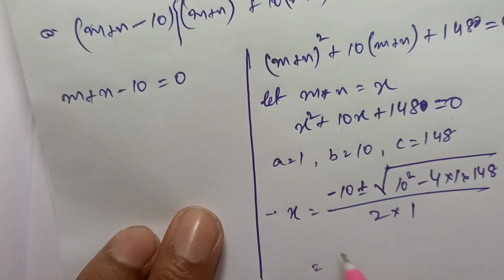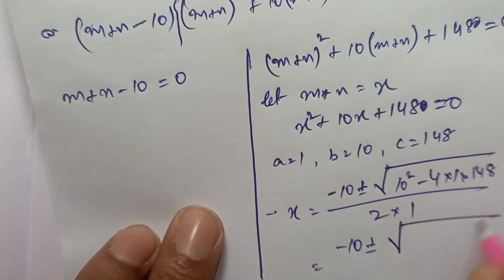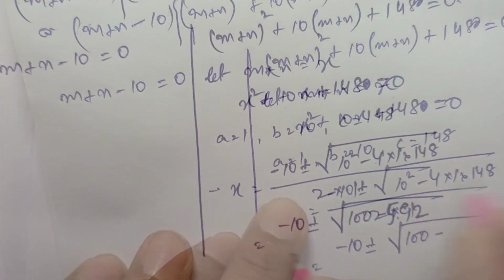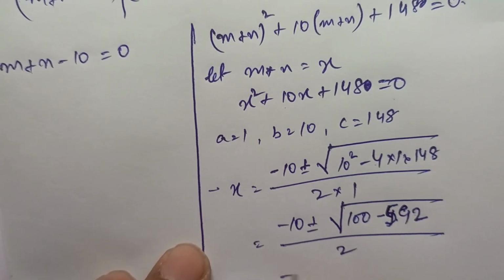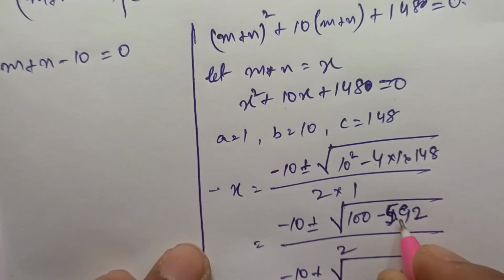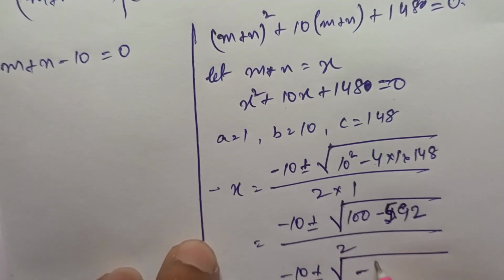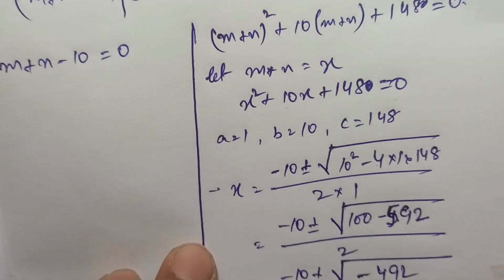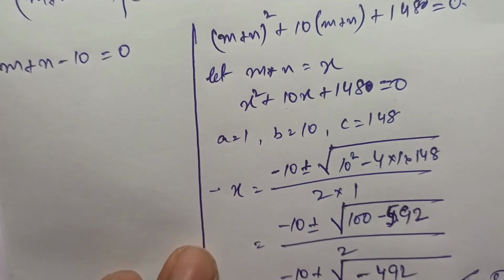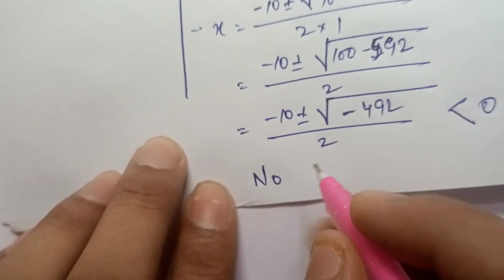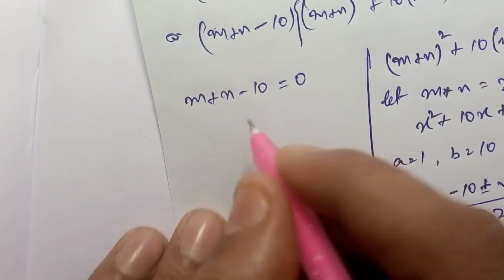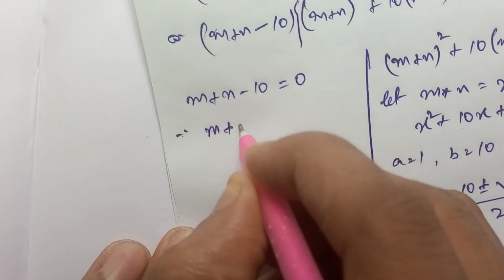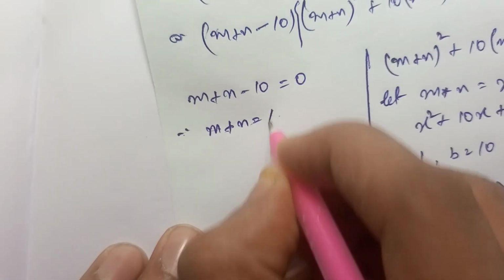Here a is 1. Now 10 square is 100 minus 4 into 148, which is 592, divided by 2. So now here minus 10 plus or minus the square root of, if we subtract 592 from 100, it will appear as minus 492, divided by 2, which is less than 0. So we have no real solution in this equation. Okay, so we have only one solution, which is m+n minus 10 equal to 0. So now we can write it as m+n equal to 10.